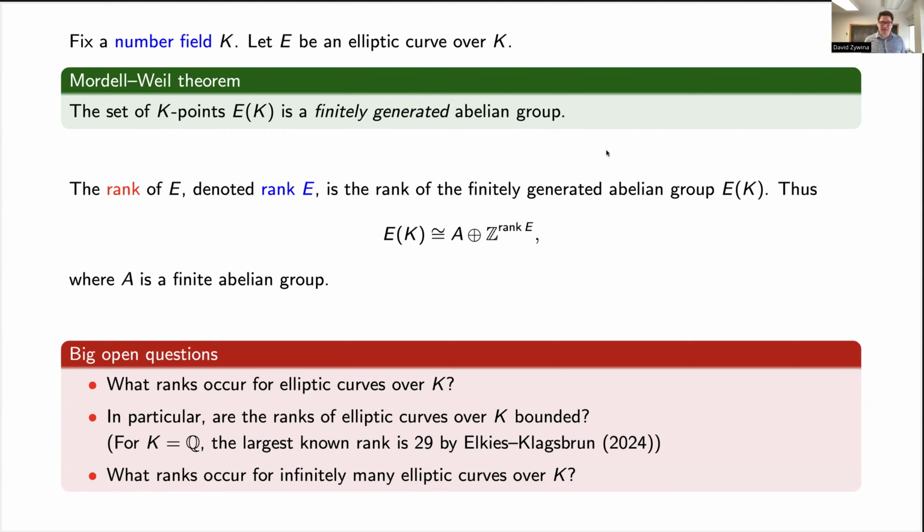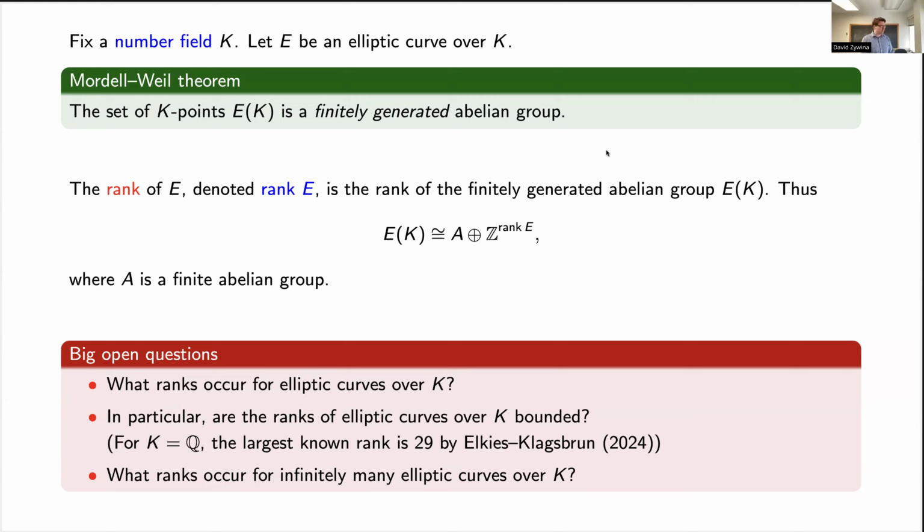And the rank of that finitely generated abelian group, that's the rank of our elliptic curve, which I'm just here denoting by the rank of E. Okay, so that's all the background I need so far. We have elliptic curves over number fields. Their Mordell-Weil group is finitely generated, and I'm interested today in ranks.